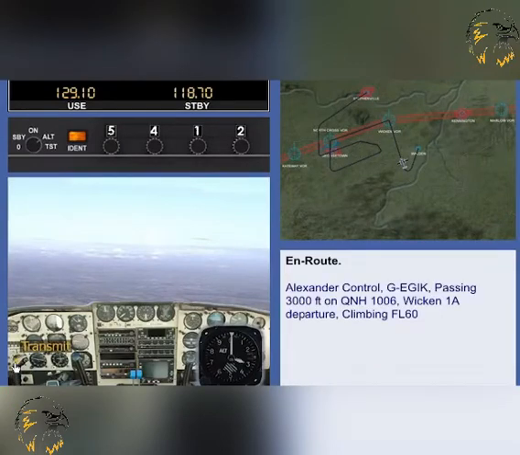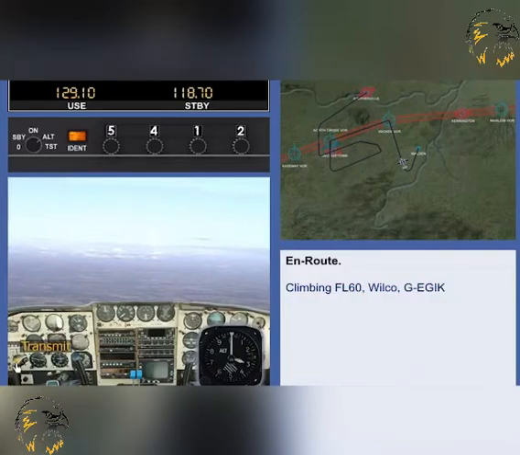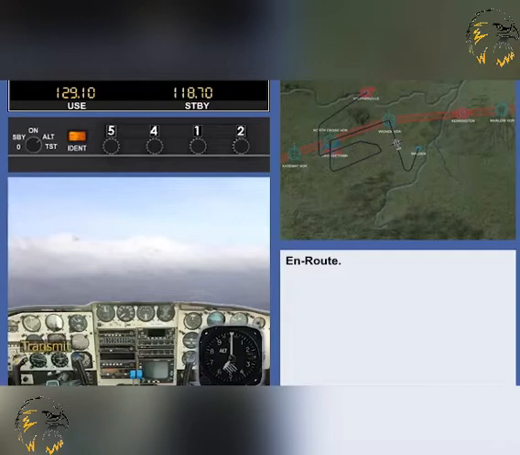Alexander Control, Golf Echo Golf India Kilo, passing 3,000 feet on QNH 1006. Wicken 1 Alpha departure, climbing flight level 60. Golf Echo Golf India Kilo, Alexander Control, climb flight level 60, report reaching. Climbing flight level 60, Wilco, Golf Echo Golf India Kilo. Golf Echo Golf India Kilo, reaching flight level 60. Golf India Kilo, report Wicken. Wilco, Golf India Kilo.